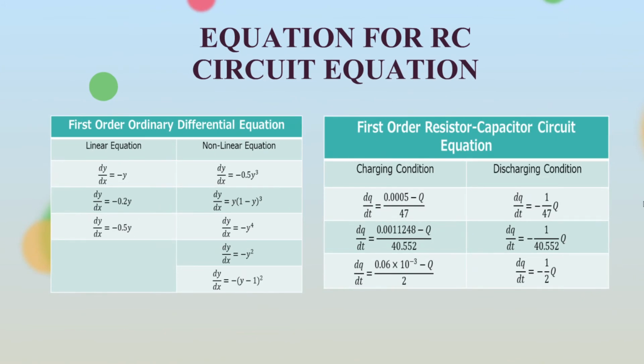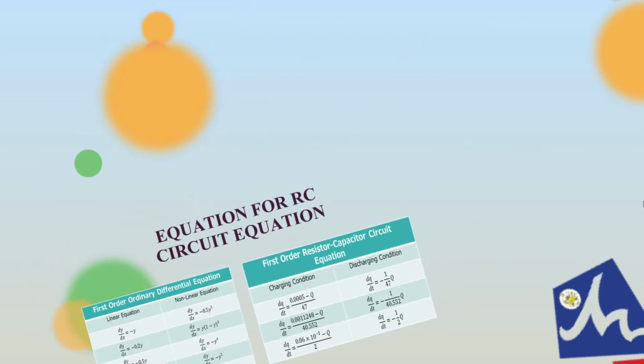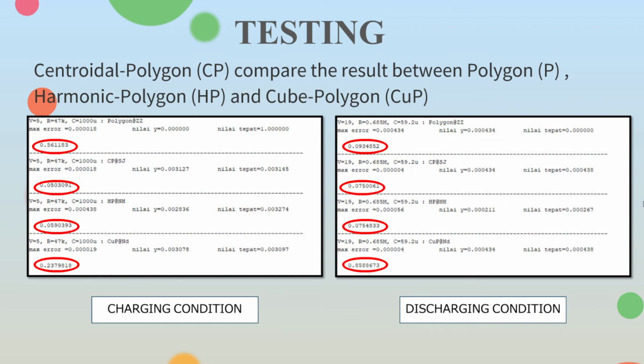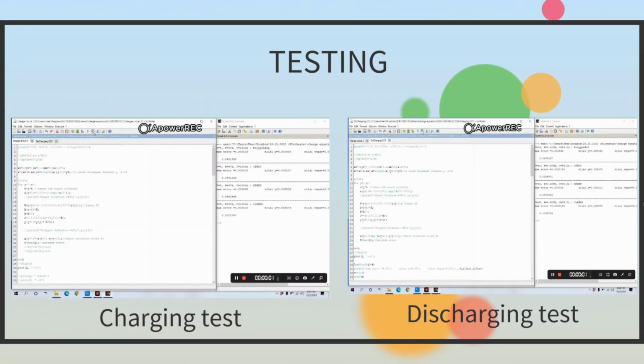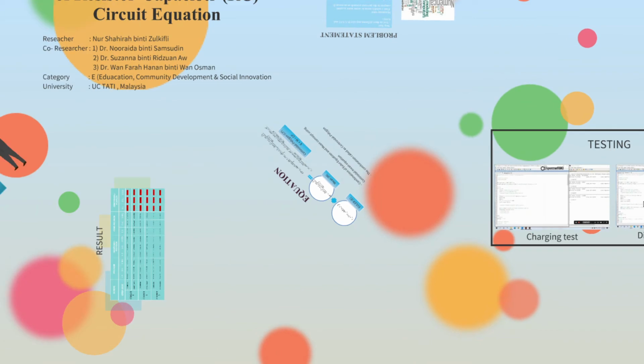This is the list of equations. Before testing on the first order RC circuit equation, the new scheme will be tested on first order ODEs in two conditions, which are linear and nonlinear equations. When it is successful, the new scheme will be tested on the first order RC circuit equation in two conditions, charging and discharging. The results will be recorded and compared with the centroidal polygon, comparing the results between the polygon, harmonic polygon, and cube polygon. This is the video of my demonstration for the charging test and discharging test.